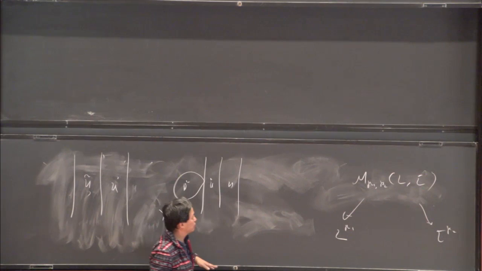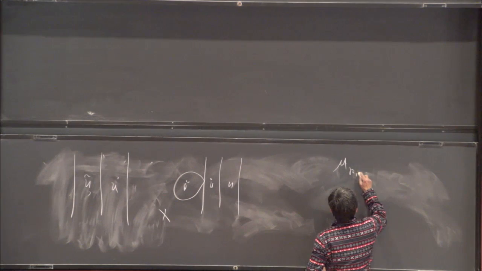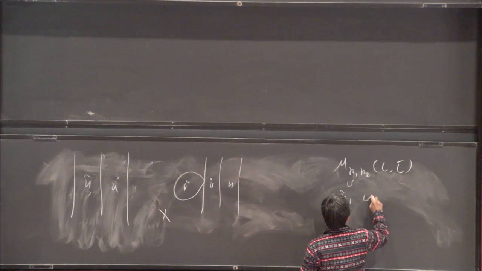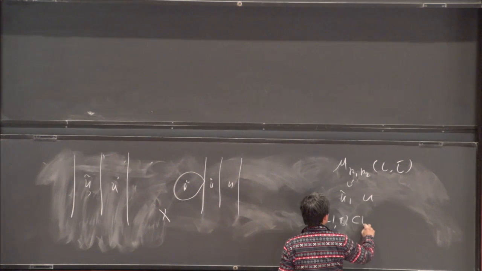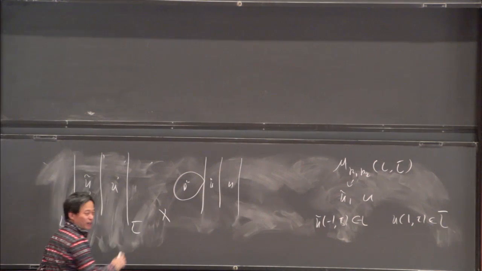I don't remember whether I mentioned it, but when I defined the moduli space, maybe I forgot to mention what the boundary conditions are. U tilde, U, and what is U tilde at minus 1, 0, minus 1 tau. I'm very sorry, this should be in an arrow. And U at 1 tau is L bar. Sorry, so this part should go to L, and this part should go to L bar. I'm sorry, this is something I forgot.